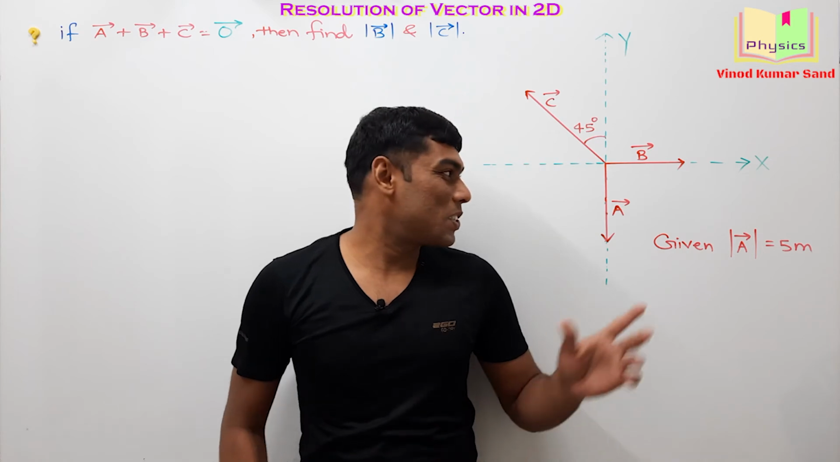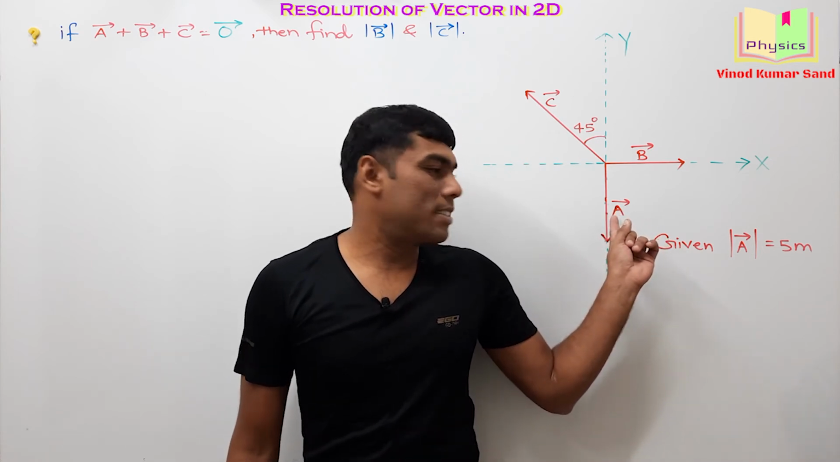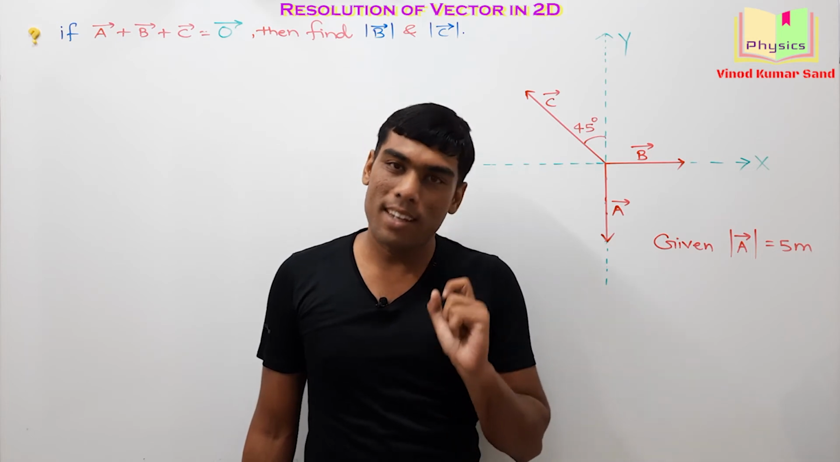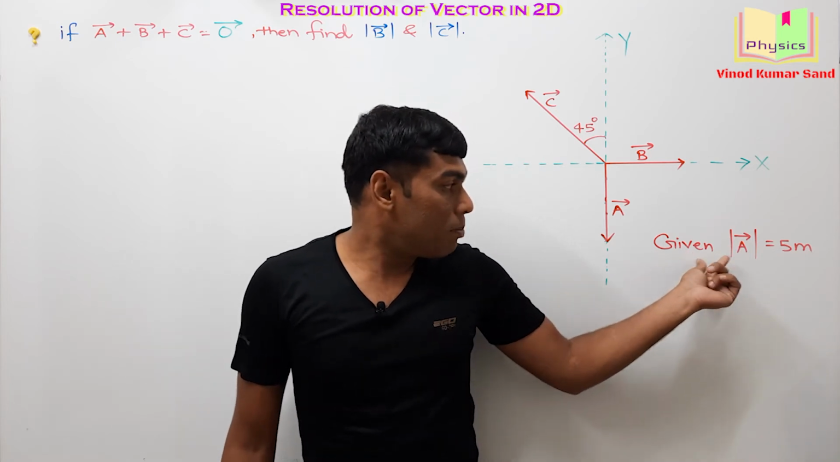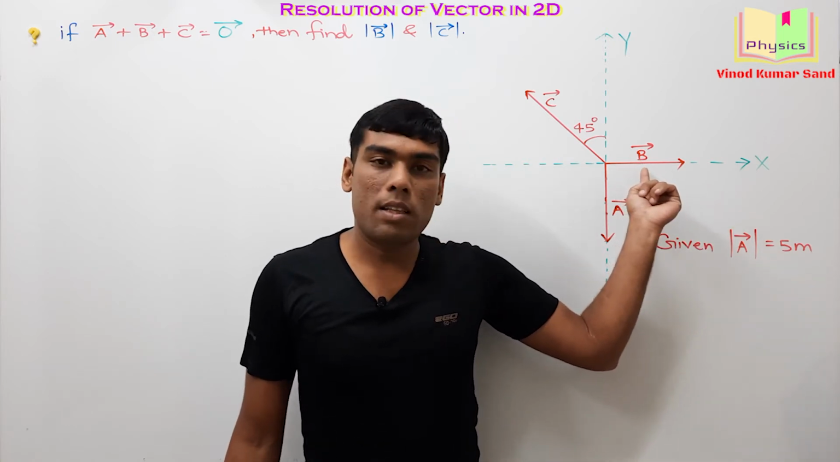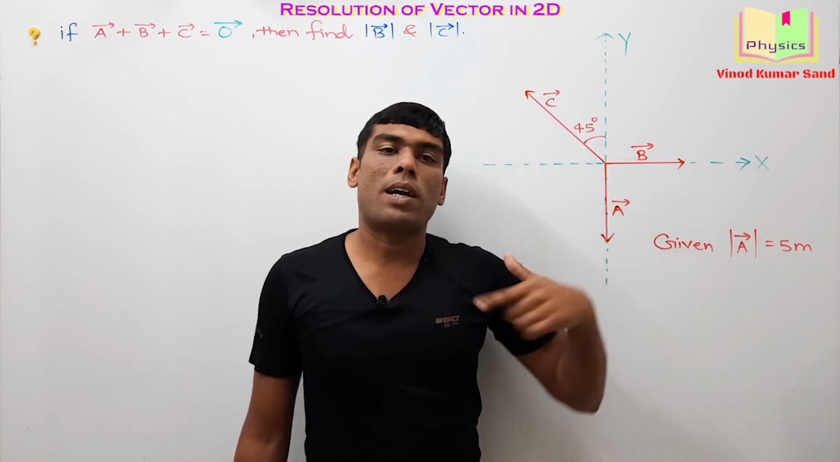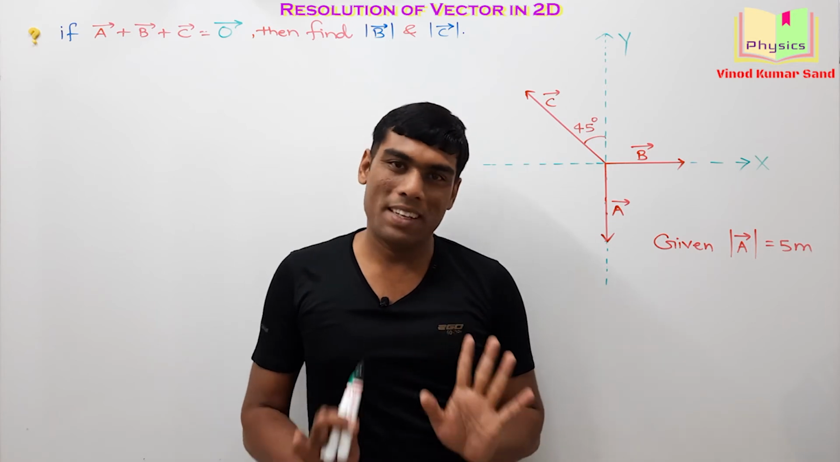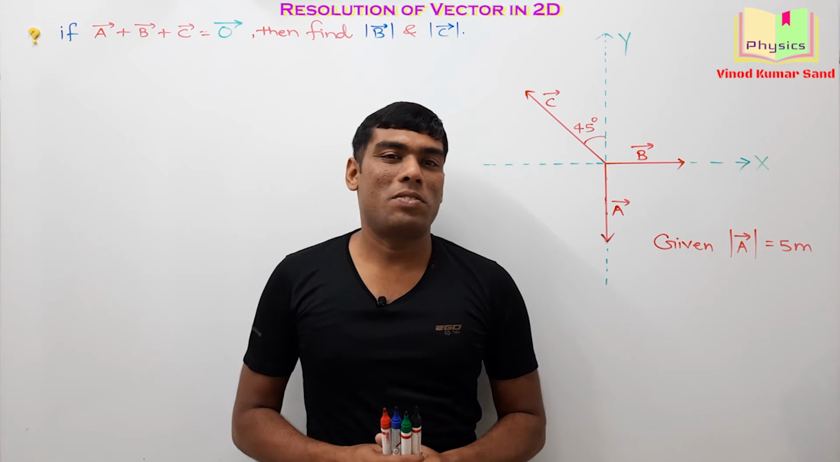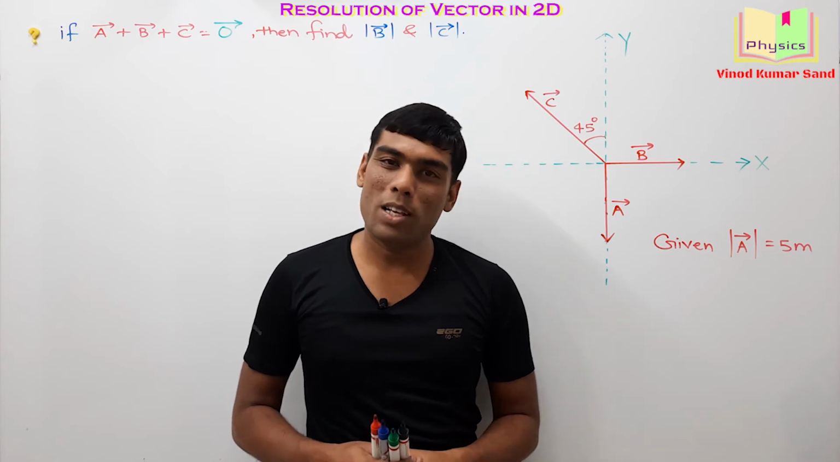Here is the next question. We have three vectors, A vector, B vector and C vector, and their net resultant is a null vector. If the magnitude of A vector is given as 5 meter, we need to obtain the magnitude of B vector as well as the magnitude of C vector. Getting the question? You can pause here and give it a try yourself and then match your answer with the board.